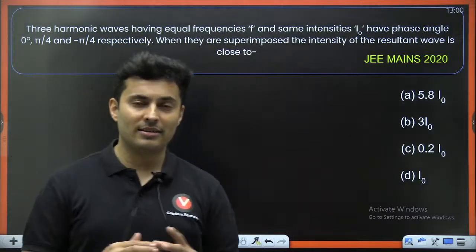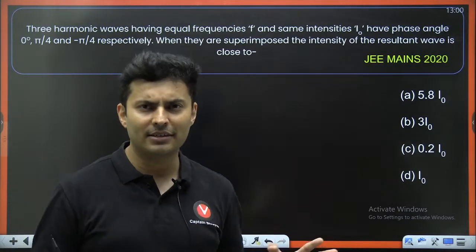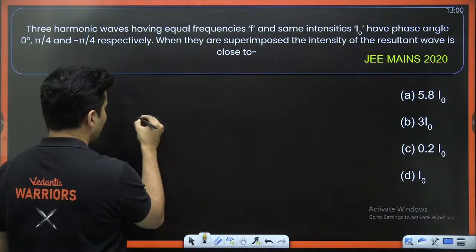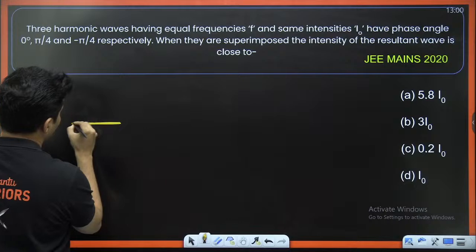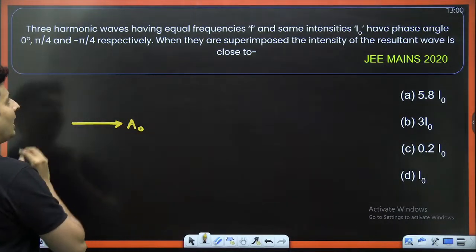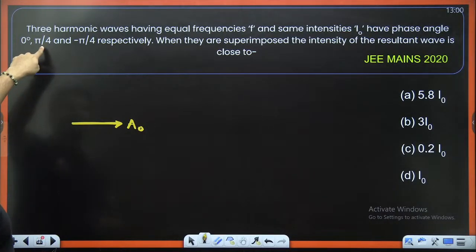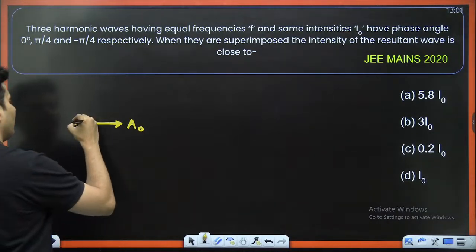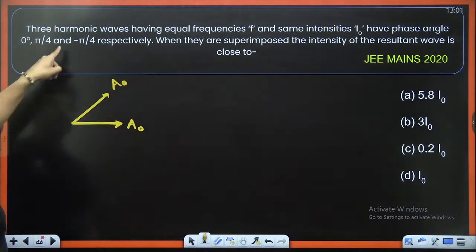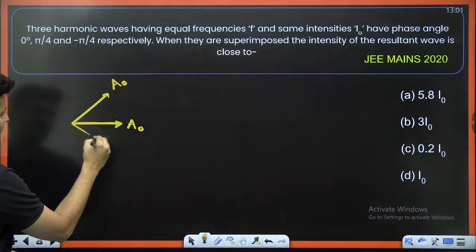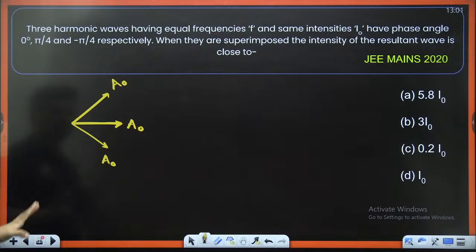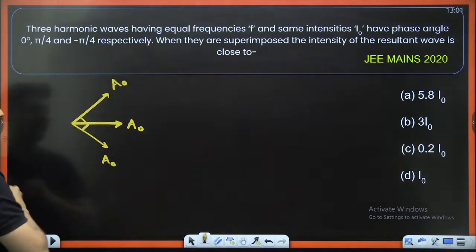Remember, whenever you have to find the resultant, just treat them like vectors and add them normally. Imagine one of the waves, I show the amplitude to be like this. Let's say I call it A naught. The other wave has a phase angle of pi by 4. So let's say 45 degrees over here is the other wave of amplitude A naught. The other wave is minus pi by 4. That means it will be here, and this will also be A naught. All of them have the same amplitudes. Obviously, this is 90 degrees.